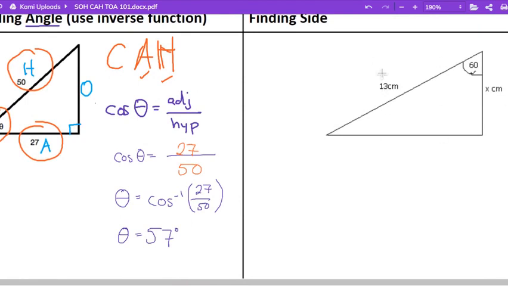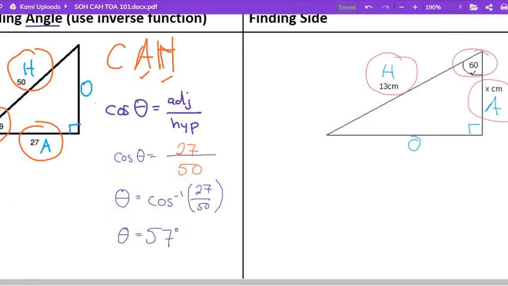If we're finding a side, so here we have a question. The angle that is given is the 60 degrees. Okay, let's do step one, label the triangle with OAH. Go ahead. So the hypotenuse is always across from the right angle. This is opposite from the angle, and this is adjacent to the angle. Step two, we are circling what we have and what we need. So we have the H, we have the angle, and we are looking for the length of X.